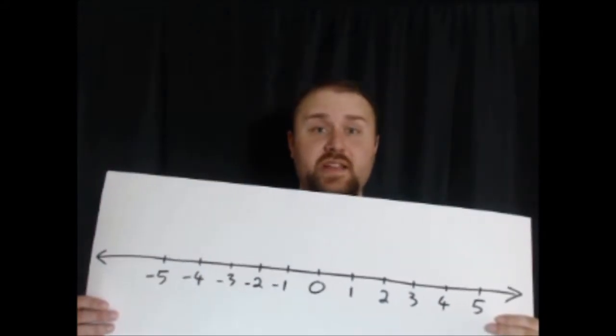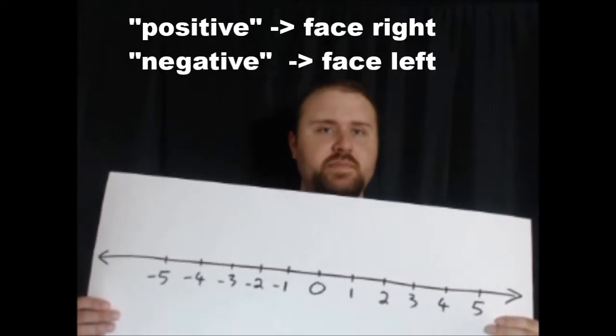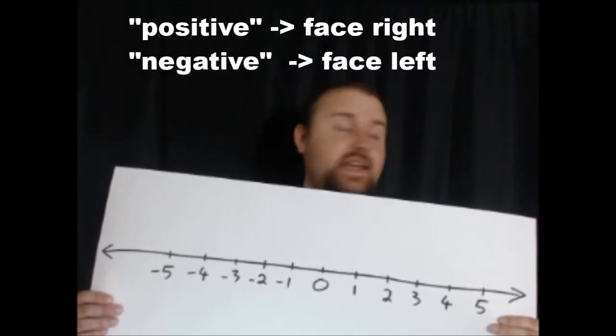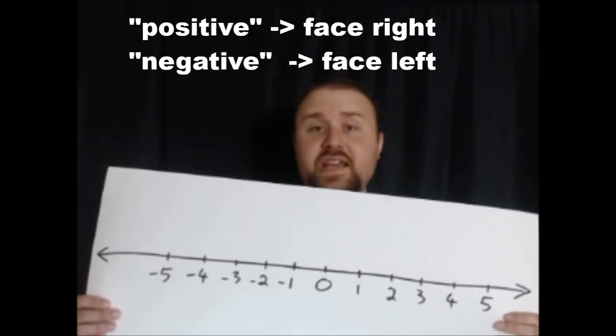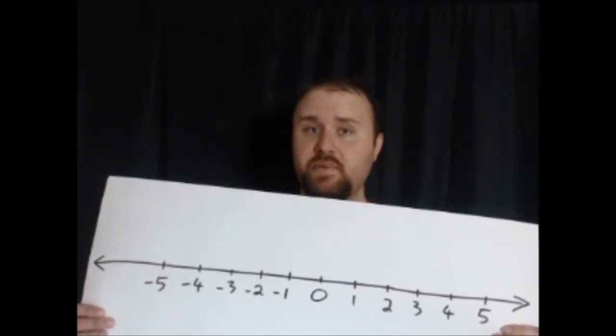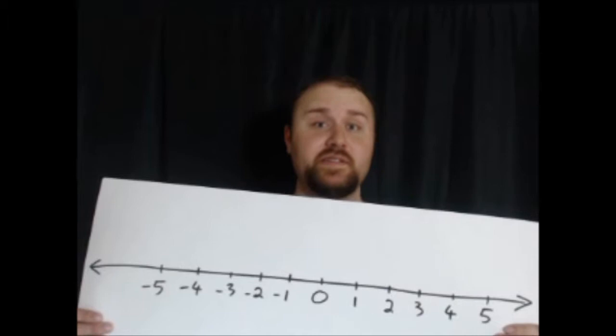Secondly, check your second number. If your second number is positive, you're going to be facing in the positive direction, that is to say, to the right. But if it's negative, you're going to be facing to the left, the negative direction. The actual number will tell you how many spaces you need to move.